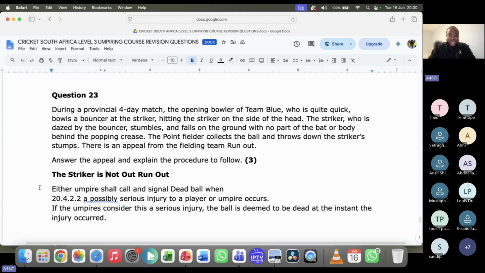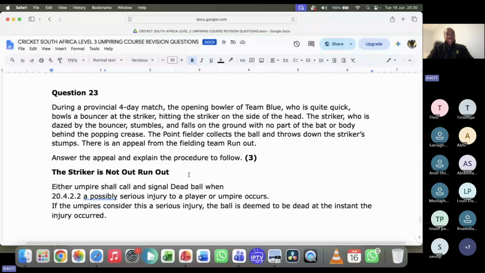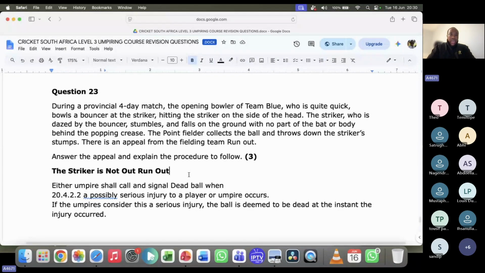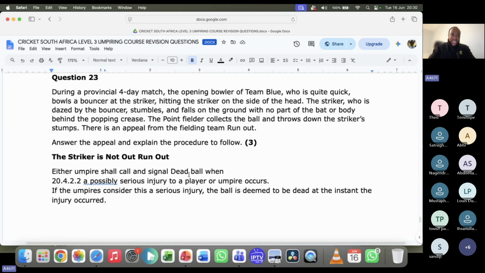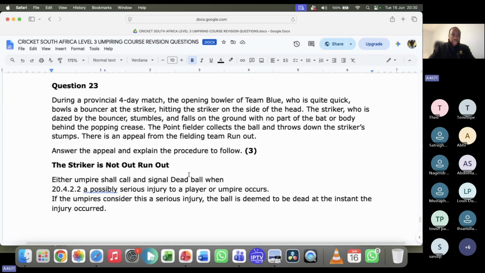because the injury occurred before the wicket was fairly put down, then the ball is deemed to be dead before the wicket was put down. Therefore, the striker is not out, run out. And of course, this having been a head injury, we would call on the physio to do a concussion test. That is not part of the laws of cricket. That is additional umpiring technique that you will apply to this scenario.